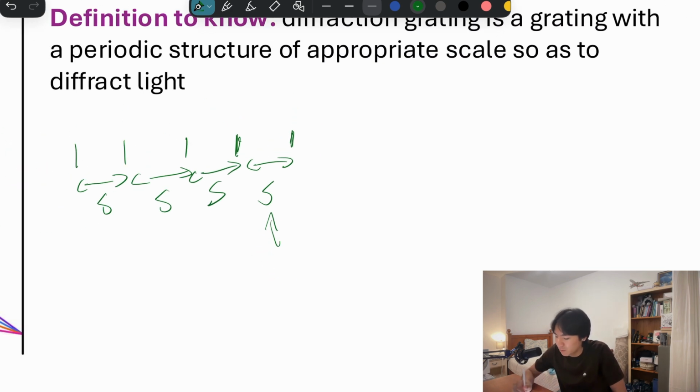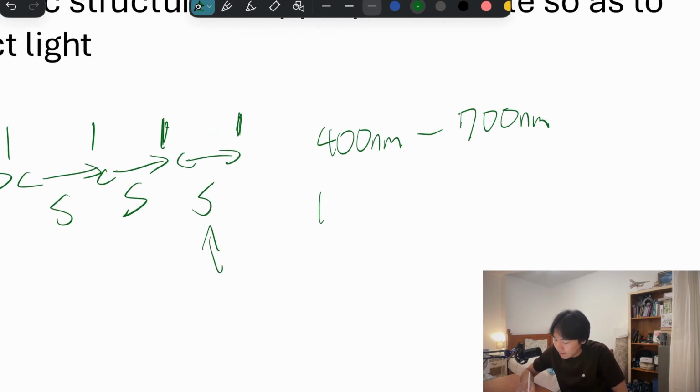You know that visible light is, let's take it broad, let's say around 400 nanometers to 700 nanometers for simplicity's sake, right? And these gratings should be in orders of magnitude, maybe 10 times these wavelengths, right? And that is like the maximum size that it can diffract.